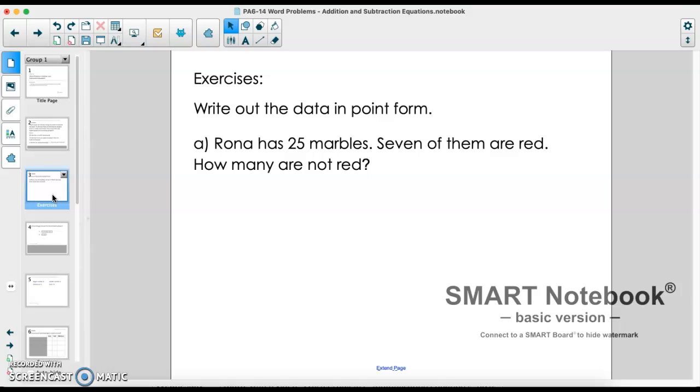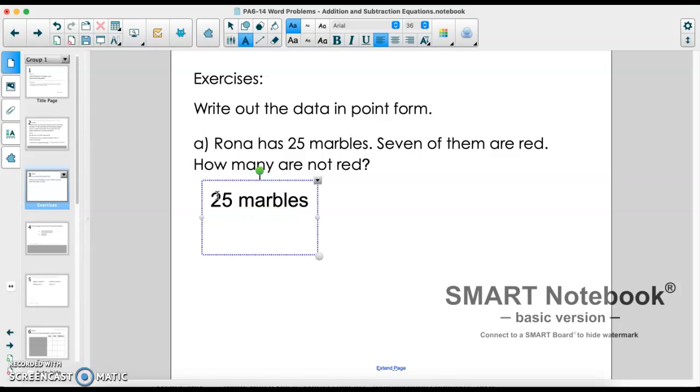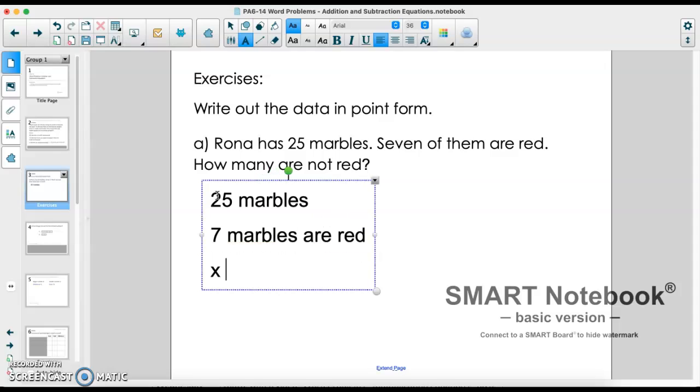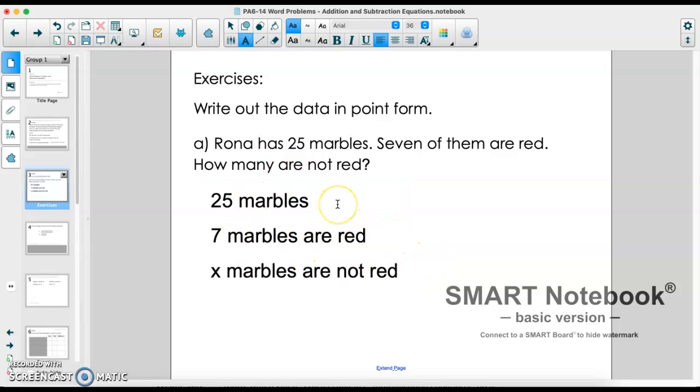And so what we are going to be doing is just writing out the data in point form. And I can actually just type it out this time. And so there are 25 marbles, 7 marbles are red, X marbles are not red, right? And so what we're going to need to do with this one is, once we have this stuff figured out in point form, we can say, well, I know that I have to take the 7 that are red away from the 25 marbles that Rona has, and that's going to tell you the number of marbles that are not red. In this case, that'll tell you what X is going to be equal to.